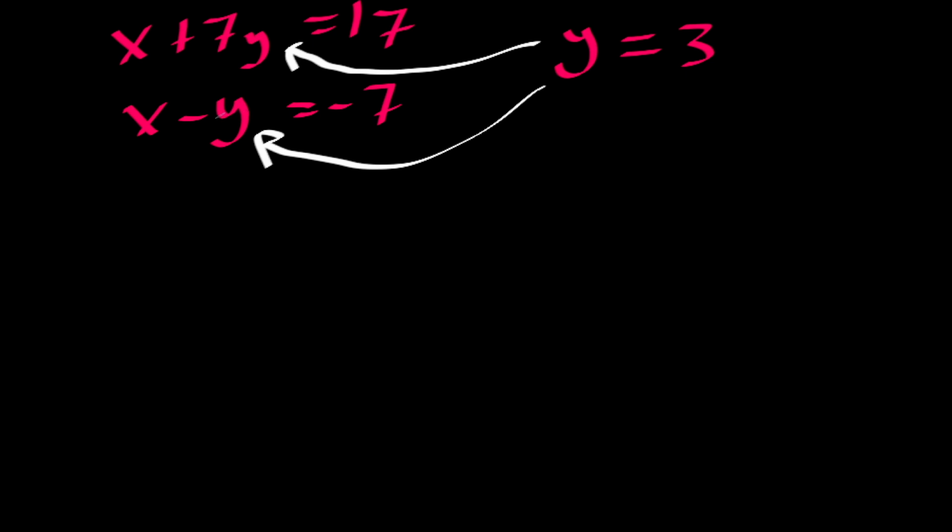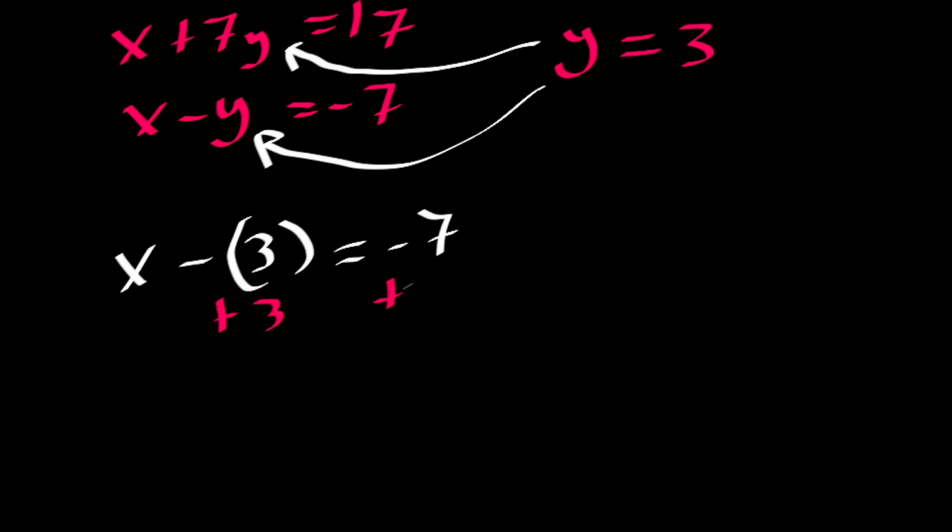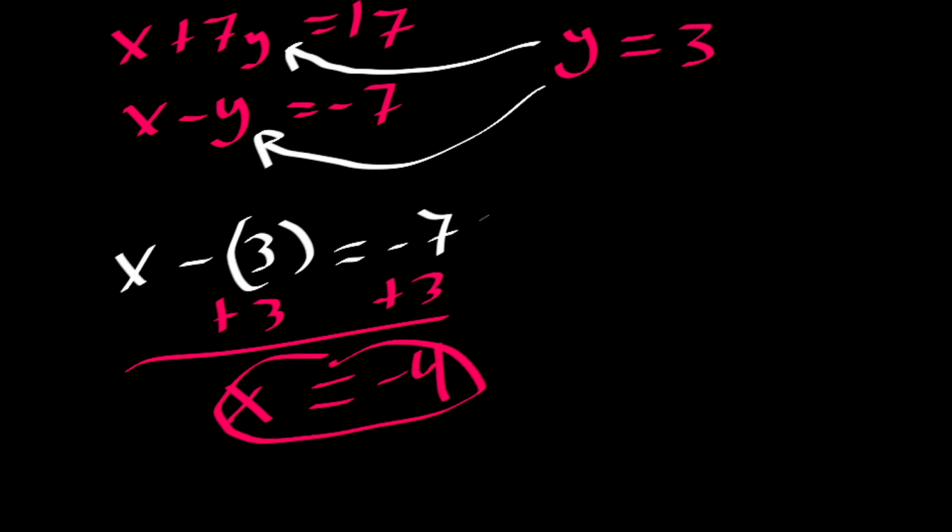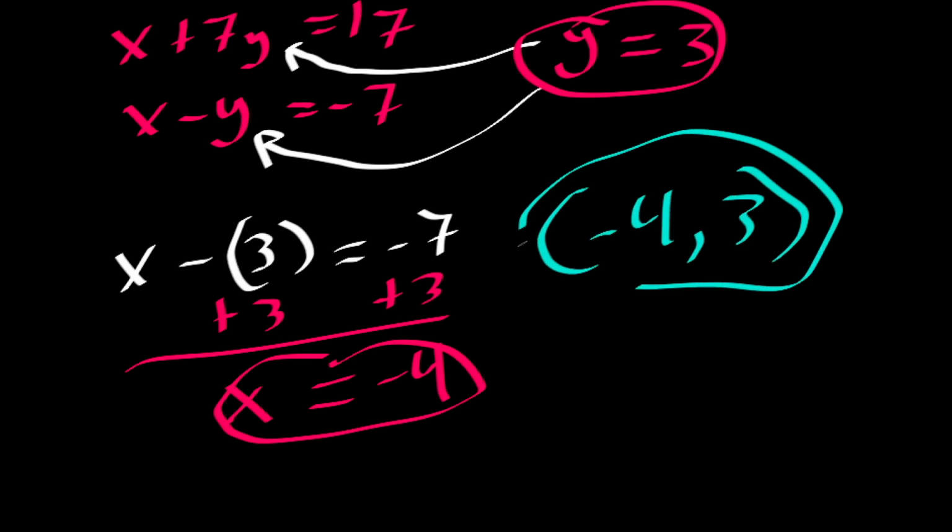So I think the bottom looks easier to plug into, so we'll say x minus, then we're going to substitute in 3 equals negative 7. Now all we have to do to solve this is add 3, and we will have x equals negative 4. So now, here's x, here's y, so my final answer is negative 4, 3. And that's exactly what elimination looks like.